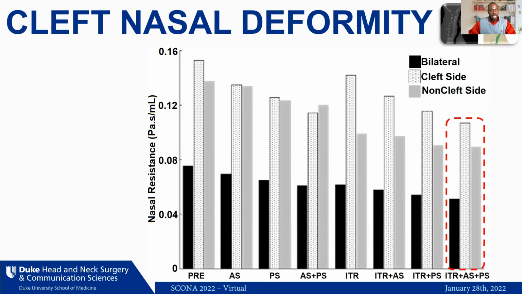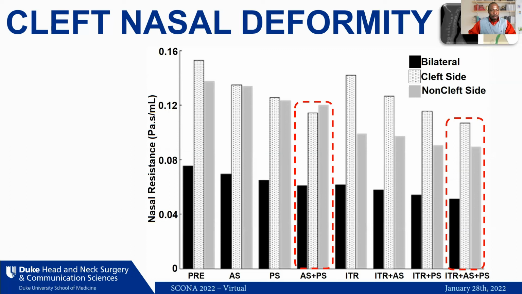ITR plus AS plus PS had the best outcome, but this surgical combination is the most complex of them all and may not always be recommended by surgeons because of the high risk involved in performing this surgery. A safer alternative may be AS plus PS, where only the septum is fixed. So in AS plus PS, we see that only septoplasty is done.